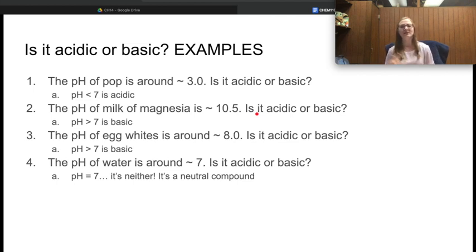So those are just some quick run-throughs of things that are acidic or basic. So again, we're just comparing it to that number 7. If the number is greater than 7, it's basic. If the number is 7, it's neutral. If the number is less than 7, it is acidic.